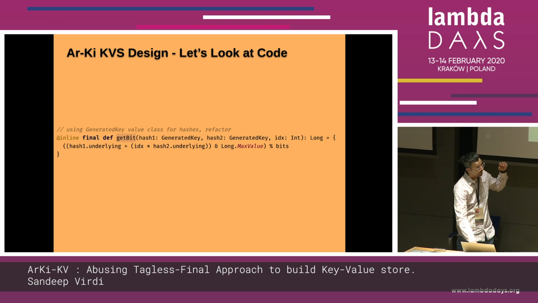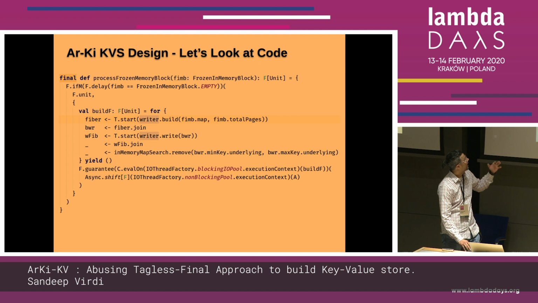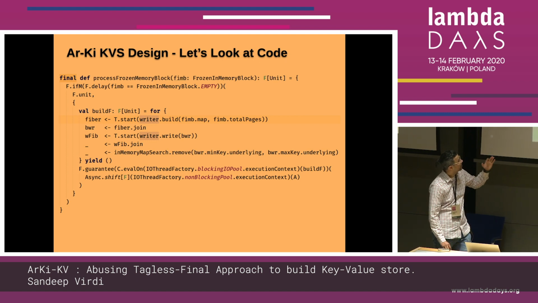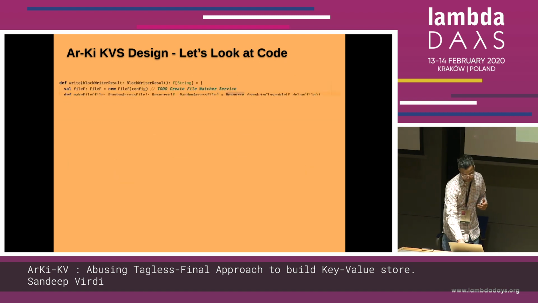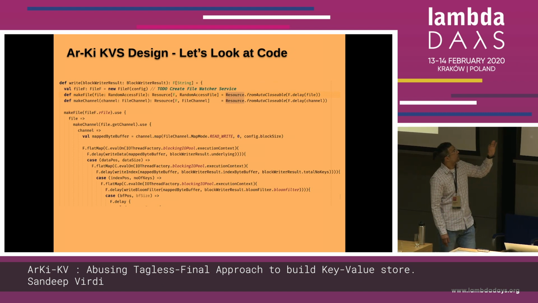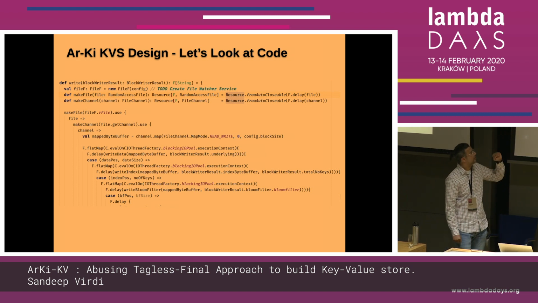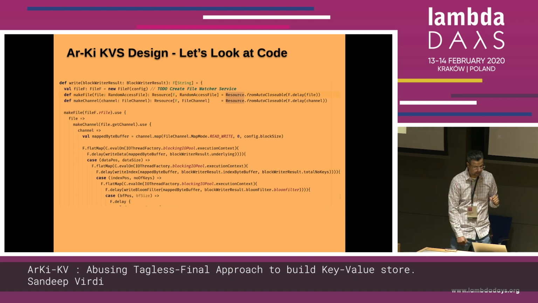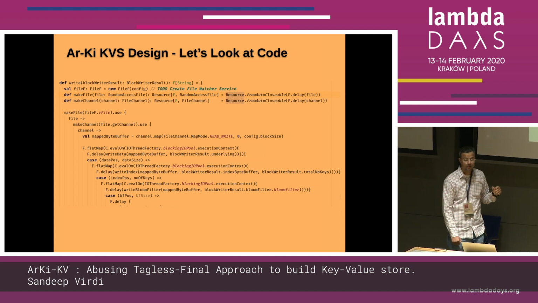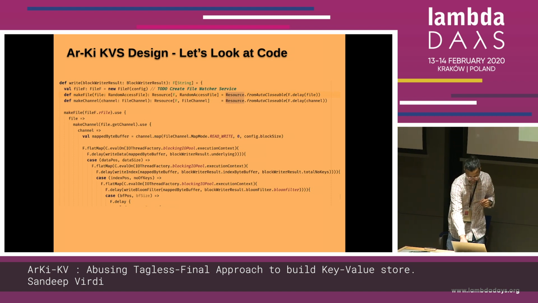So let's look at the process frozen block method again. We've already seen how we build the Bloom filters and the SS tables. Let's look at how we write to disk. This is the partial implementation of the write method. Here I've highlighted the resource type, and it's pretty interesting. If you have used try catch finally on the JVM, this is basically try catch finally on steroids. Let's look at its usage.